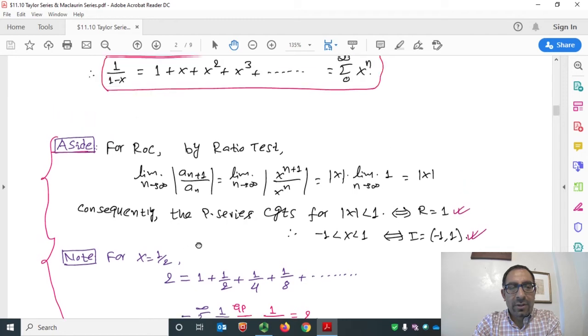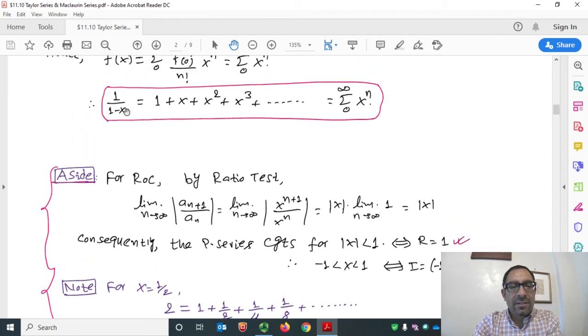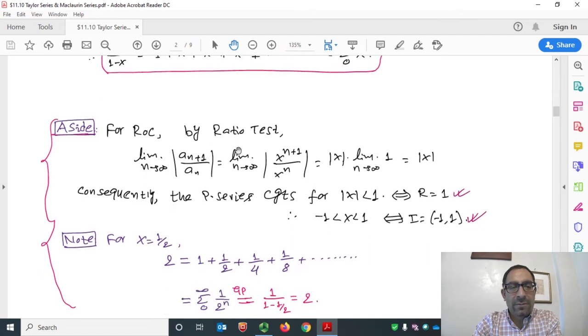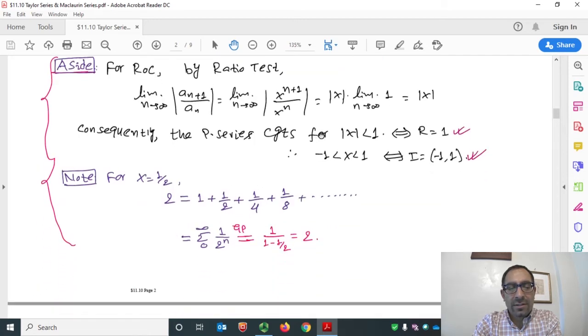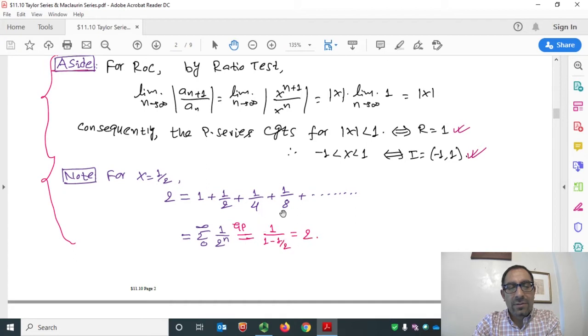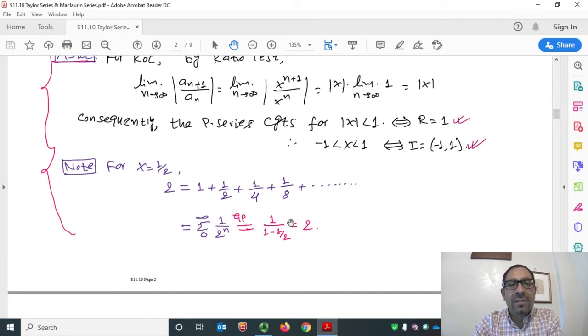If we put x equals 1 half here, then 1 over 1 minus 1 half is simply 2, and the right side is 1 plus 1 half plus 1 fourth plus 1 eighth plus dot dot dot. I think we already discussed these types of series in our preceding section. The summation of 1 over 2 to the power n gives us simply 2. We verified it here also. Awesome.